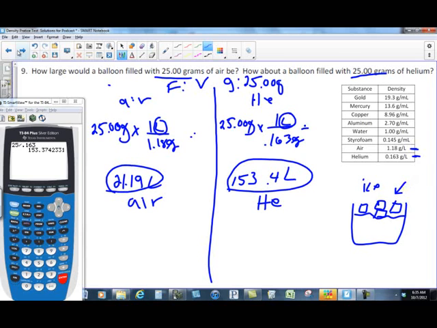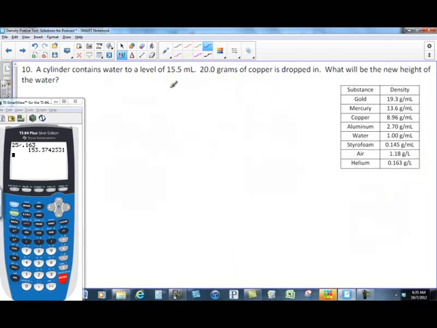Okay, let's do one more on this side. Alright, a cylinder contains water to a level of 15.5 milliliters. 20 grams of copper is dropped in. What's the new height? Alright, so let's just list, we want to find height, and we are given mass and some volume information, right? The mass of 20.0 grams.